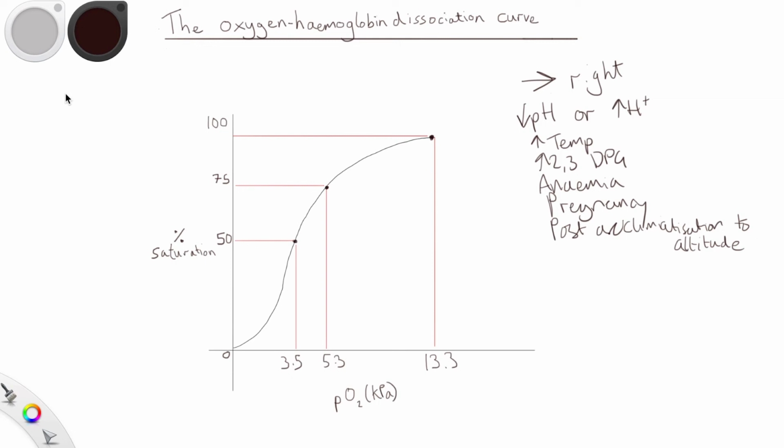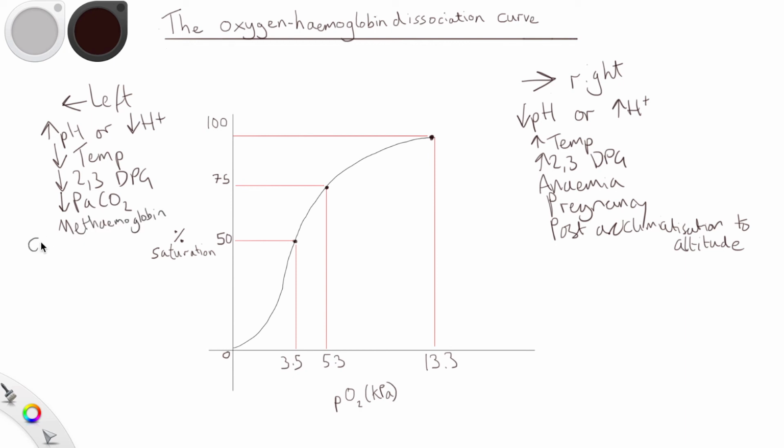Now we will discuss factors that cause the curve to be shifted to the left. Increased pH or reduced hydrogen ion concentration, a decrease in temperature, decreased 2,3 DPG, decreased PaCO2, methemoglobin, carboxyhemoglobin.